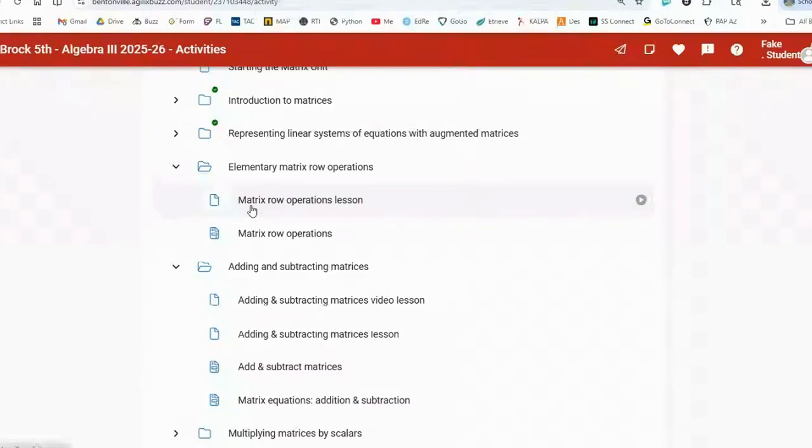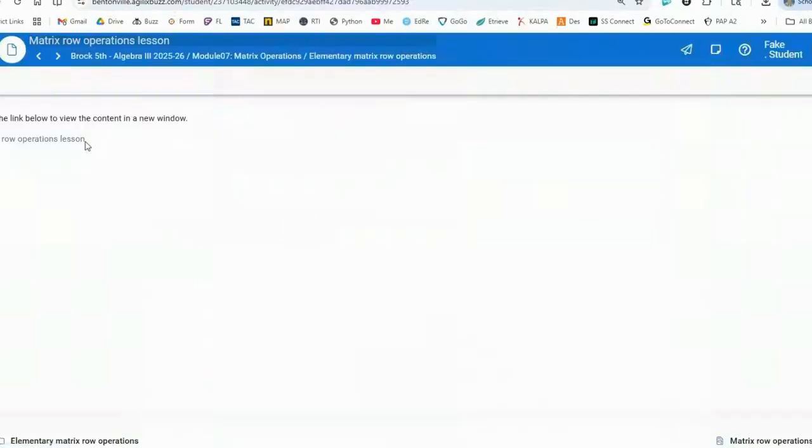So this is a video. No, this is a list. We'll look at that real quick. Then there's the assignment, and then you've got a video and a lesson down here. That'll be good. But let's take a look at the matrix row operations, because this is the thing that can be a little confusing.